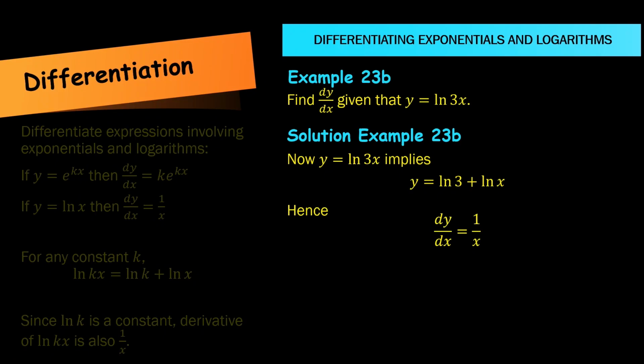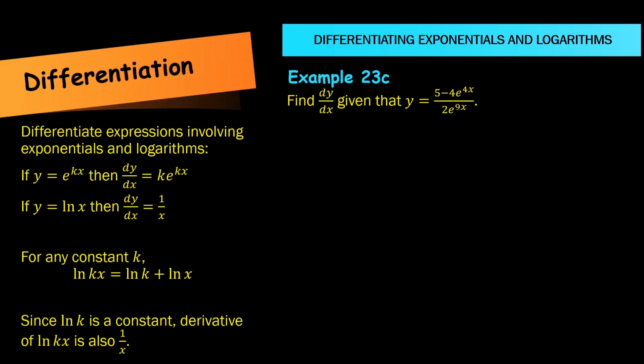Now let's consider part C. We are required to find dy dx given that y equals 5 minus 4e to the power 4x all over 2e to the power 9x. So let's solve this.